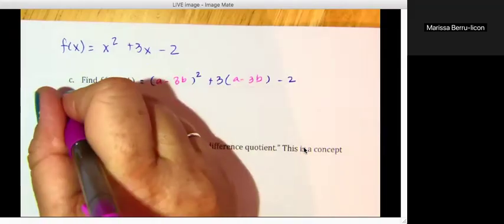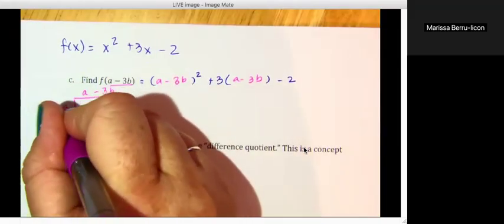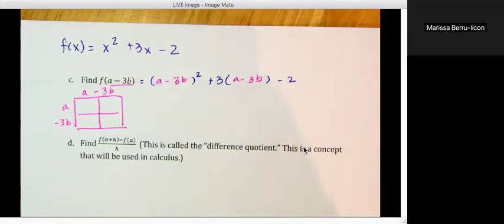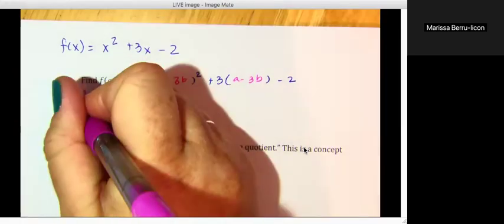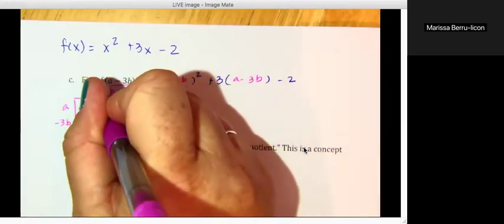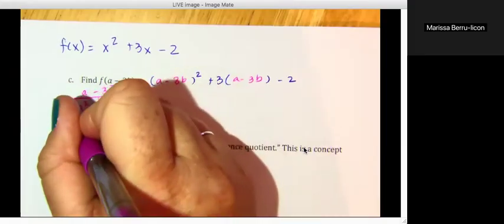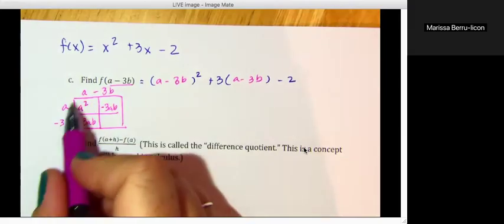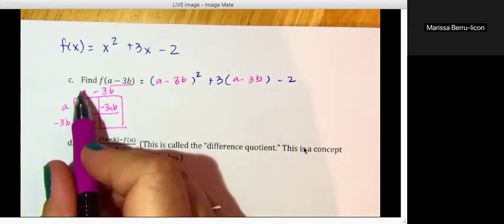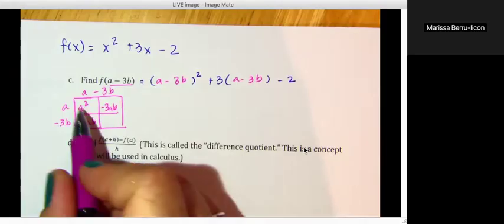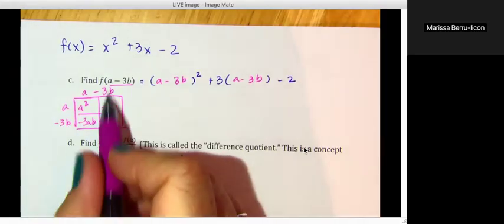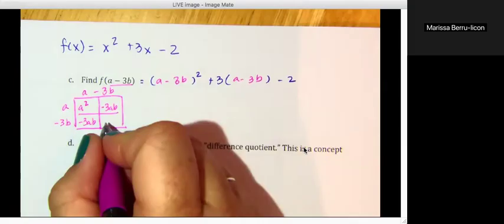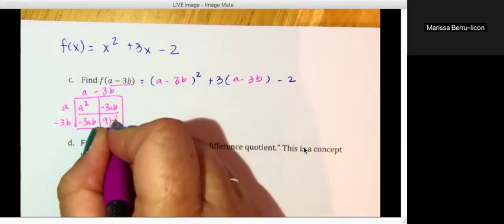As the class progresses, when we get into further and further videos, I will not always show the work for the box method, but you can always come back and see examples here. So I have a squared minus 3ab minus 3ab, and again, this is the multiplying step. So a times a, and then a times negative 3b, a times negative 3b, and negative 3b times negative 3b will give me 9b squared.